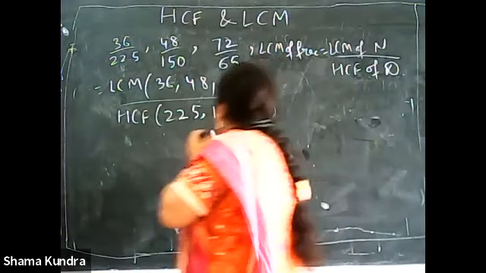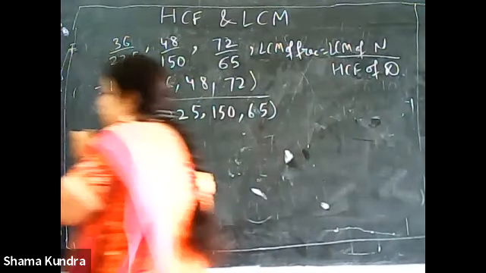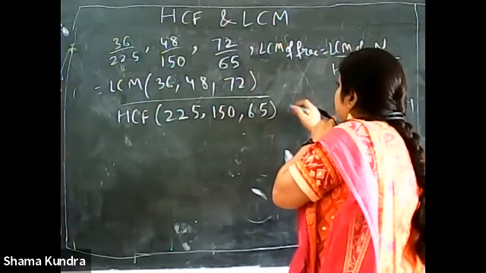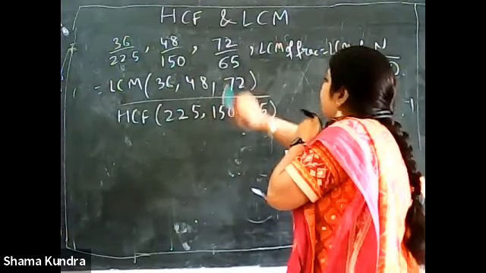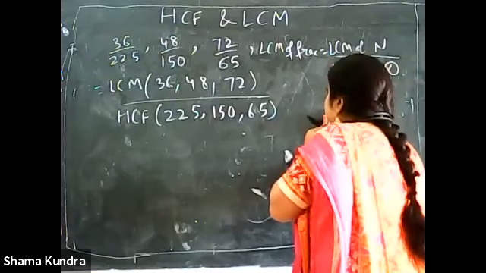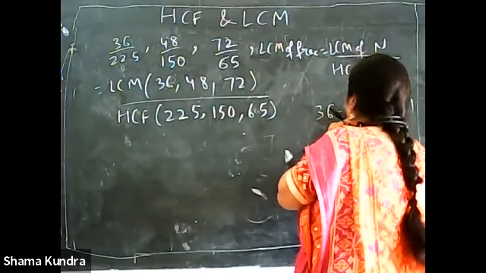Now, can 36 divide 72? Yes. Or you can find it by the long method. 36 can divide 72. Now you have to find the LCM of 48 and 72. I can find it with the help of the long method.